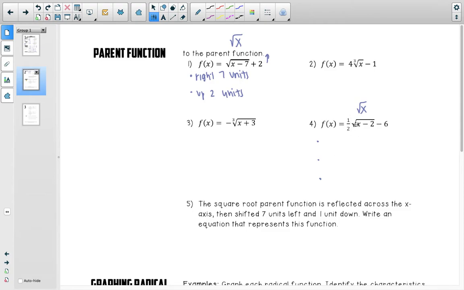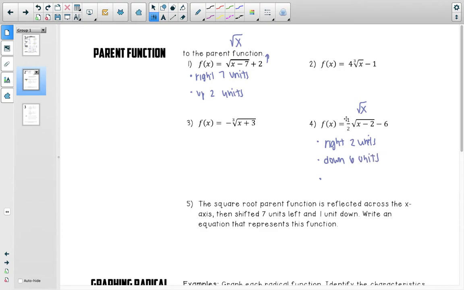Now, let's start with the inside. I always like to do left and right first. So since it's the inside of the radical, it's underneath of it, that's going to move it left or right. And since it's negative, it's going to do the opposite of what you think. So it's like 1, and it's going to move it right 2 units. Anything at the end is going to move it up or down. Since this is negative, it's going to go down.